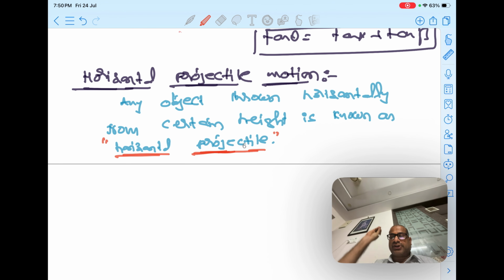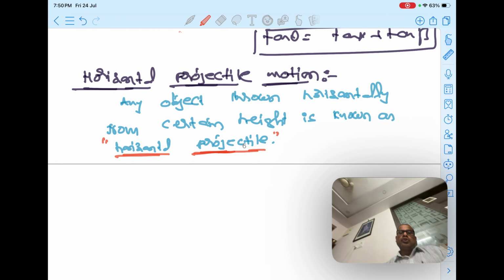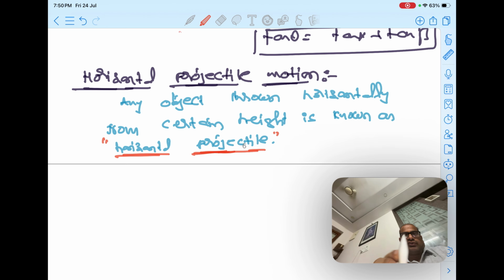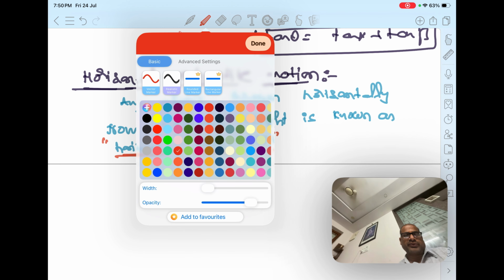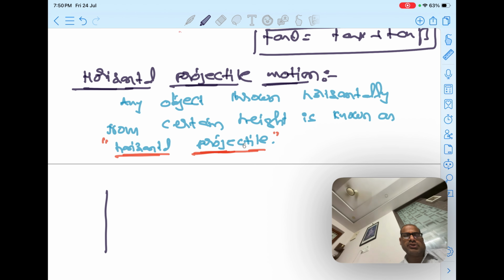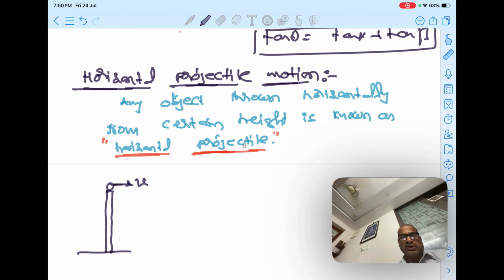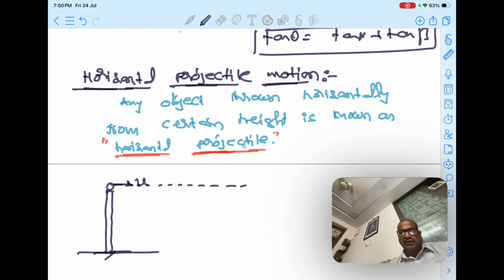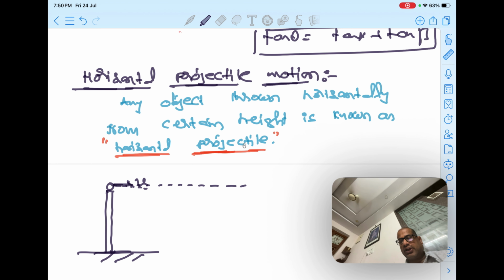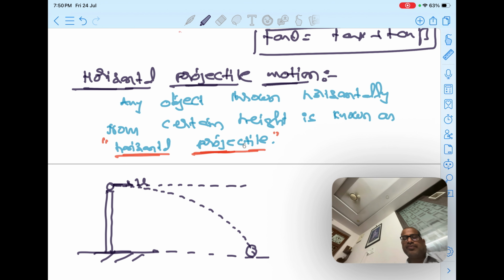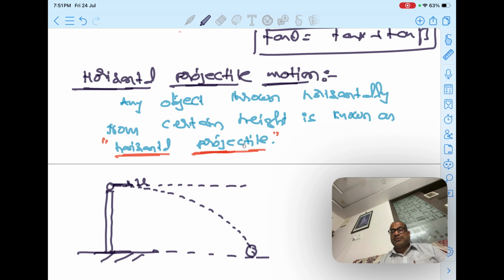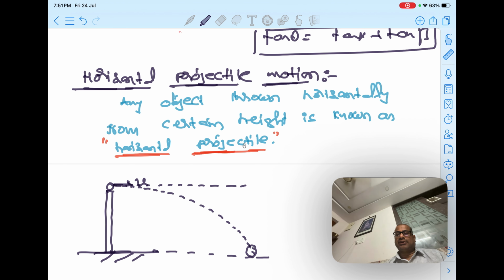Any object thrown from a certain height, when you throw it horizontally, we can call it a horizontal projectile. For example, you have a tower and you throw an object horizontally with some velocity u. Since it is thrown horizontally, it should go straight, but as gravity acts vertically downward, the direction continuously changes and finally it lands somewhere else. This kind of object which is thrown horizontally can be called a horizontal projectile.